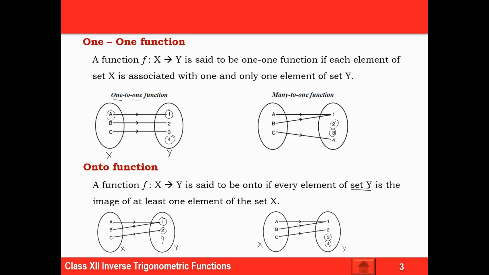That means one element of set x must have an image in set y with one element only. If this is the case, this is set x, this is set y, A is associated with 1, B is associated with 2, C is associated with 3. So this function is one-one and onto both, so this function can be invertible.